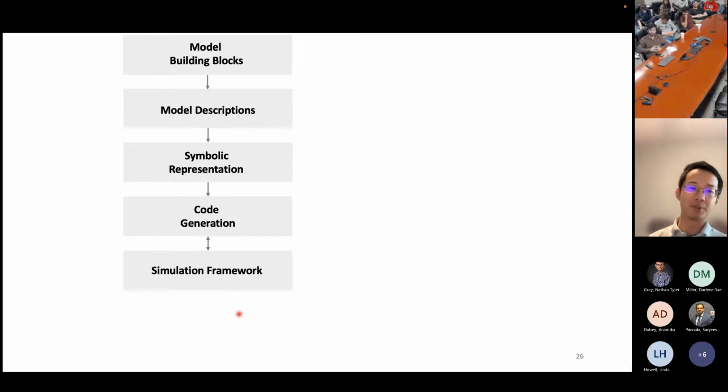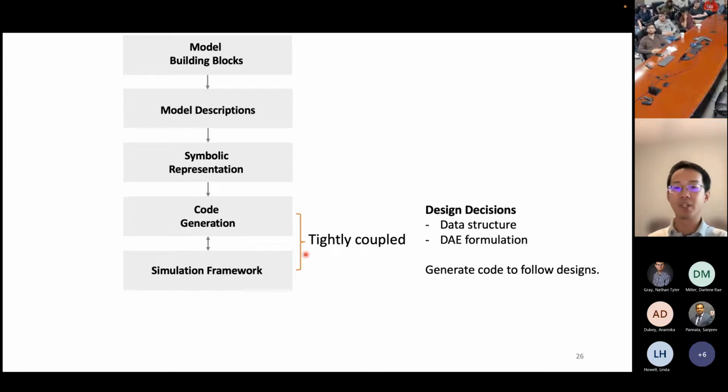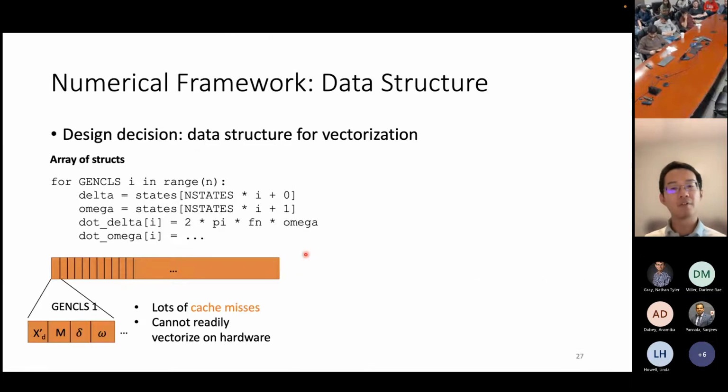So from the symbolic representation to simulatable code, we need to discuss code generation and the simulation framework. Note that these two are tightly coupled, and we need to make design choices in terms of the data structure and the formulation of DAE to ensure efficiency. So first, we discuss how we organize the data for simulation. This is a design decision called data vectorization.